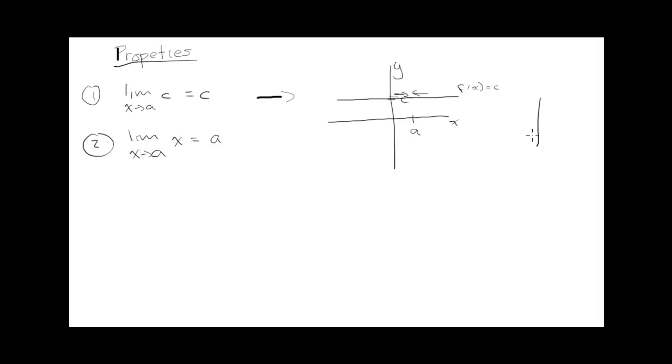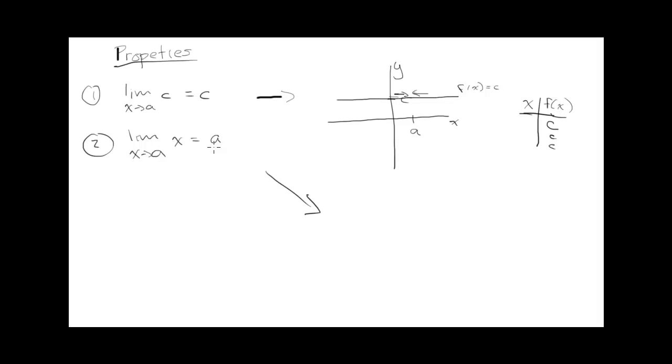Or if you did a table, if I took x equals a, I don't care what a is, it could be anything. Whatever x is, f of x is c. I don't care what limit you're approaching, it's equal to c. So clearly that limit has to be c. That one seems kind of obvious.